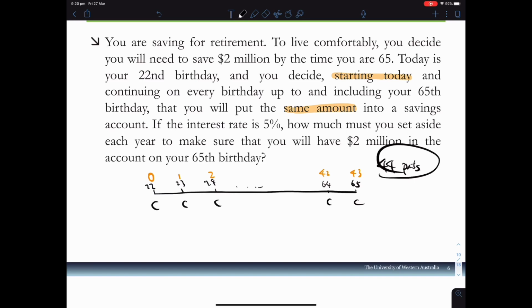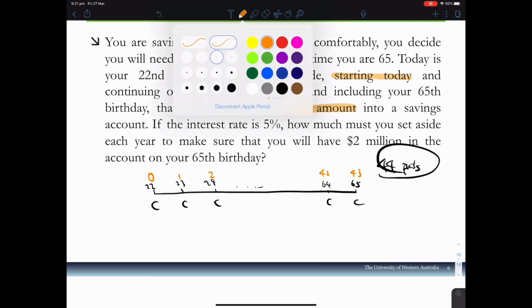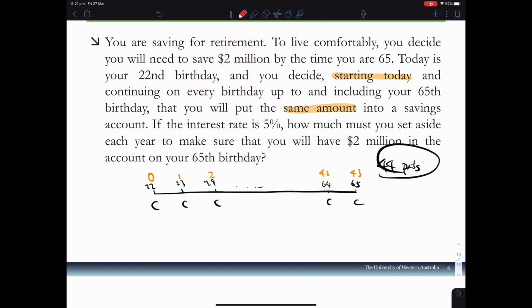And so the question now becomes, I know this is an annuity. So here we want to save $2 million by the time we turn 65. So we have another piece of information, that is, we want $2 million here. You can either look at a future value or you can look at a present value. My personal preference is looking at a present value. We're always looking from today, time 0.